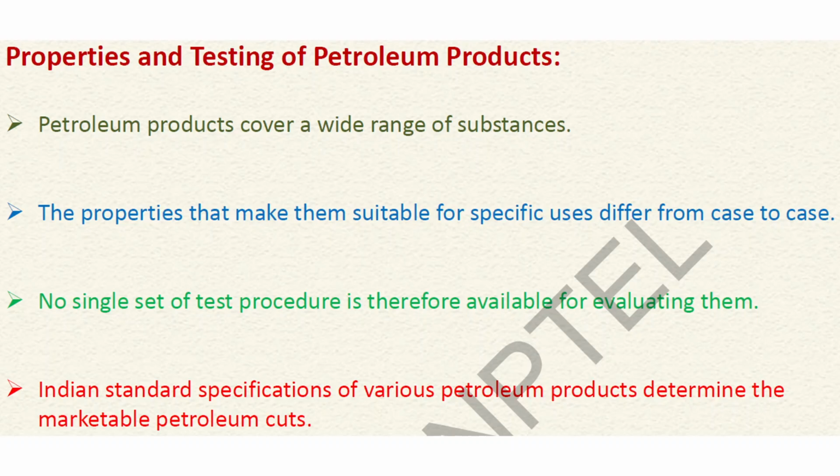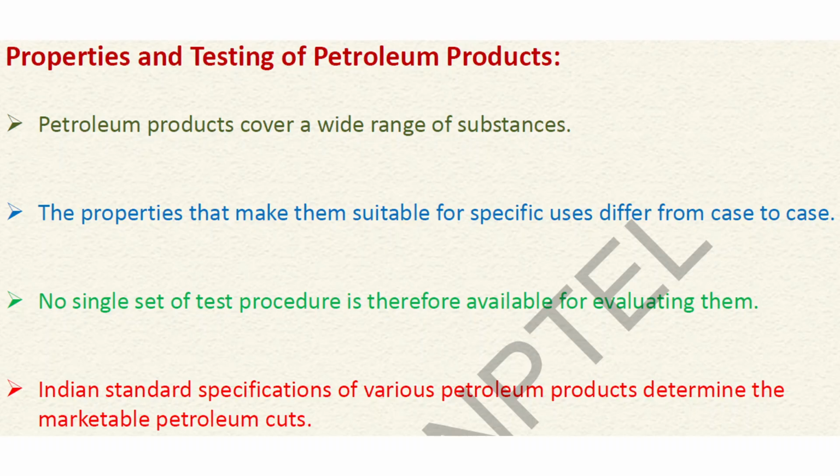In this fourth session, we will be talking about the various properties and testings required for the various petroleum cuts. Basically, as I told, crude oil consists of different products. It is not a single composition. It consists of different cuts, such as diesel oil, kerosene oil, gasoline, fuel oil, lubricating oils, and some other heavier cuts also present in the crude oil.